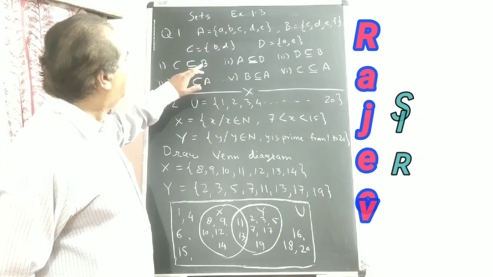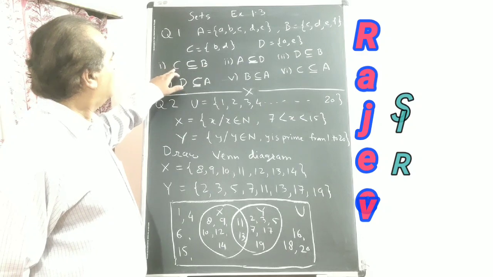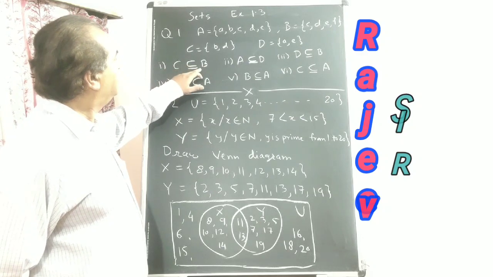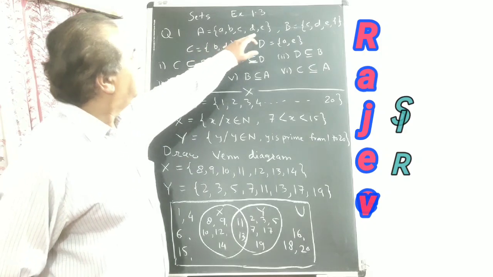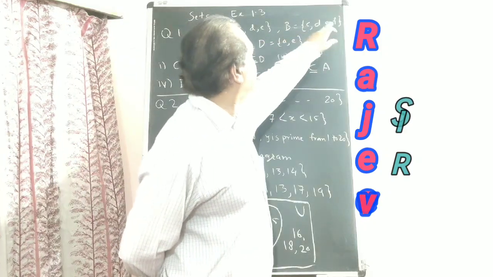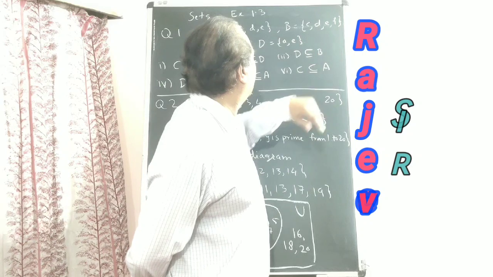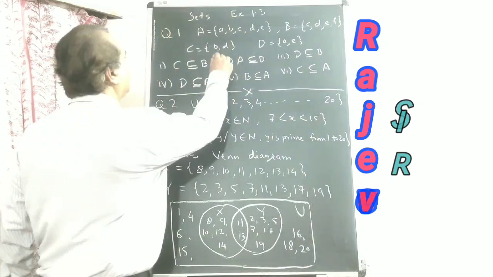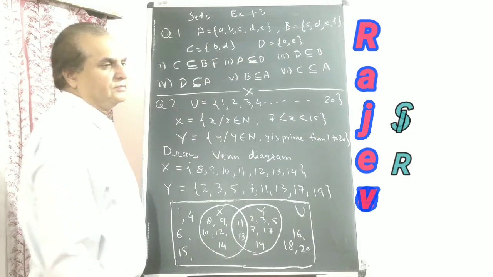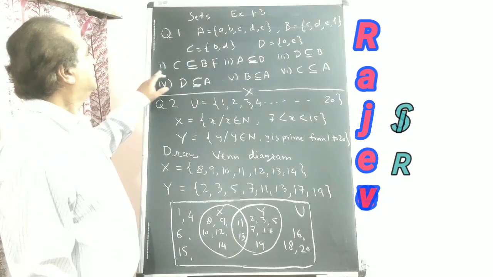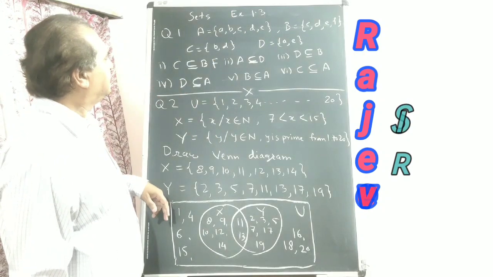C is a subset of B. This means all elements of C are in B. C elements are B and D. B is not in B. D is there. So this is false. First is false. C is not a subset of B.